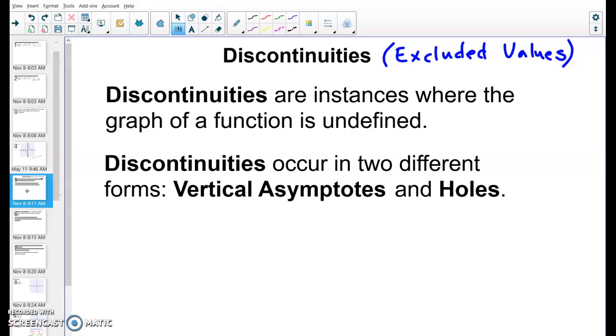So your discontinuities are where you have your excluded values. That's where you're looking at your denominator and setting those equal to 0. They are instances where the function is undefined, so values that x cannot equal. We have two different types of discontinuities: vertical asymptotes, which is that vertical line, and then holes in the graph as well.